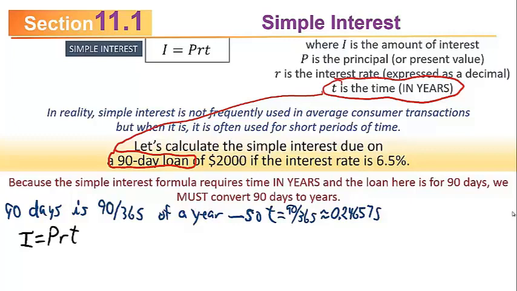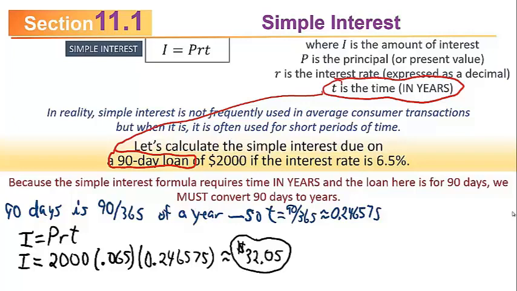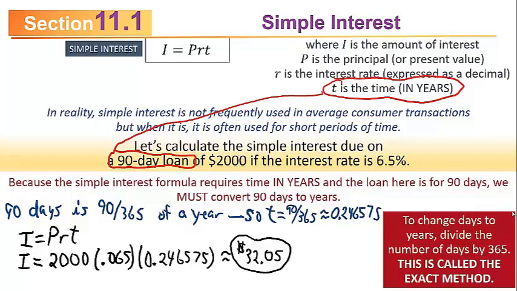Same formula. The principal is $2,000. The interest rate is 0.065, which is 6.5% written as a decimal. And the time is 0.246575. And if you multiply those 3 numbers together, you get $32.05. So if you take out a 90-day simple interest loan at 6.5% where you've borrowed $2,000, you will owe $32.05. Dividing by 365 is called the exact method. I'll show you why with the next example.